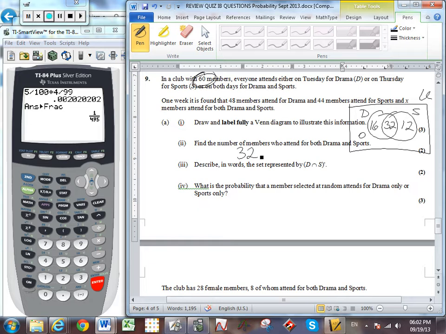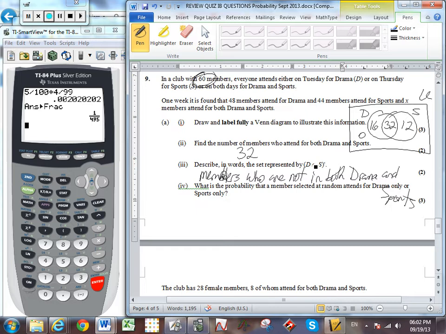Part II, the set represented by, okay, so these are all the people in drama and sports, not, so we can say the members who are not in both drama and sports. We're just looking for the people who are not both of them.